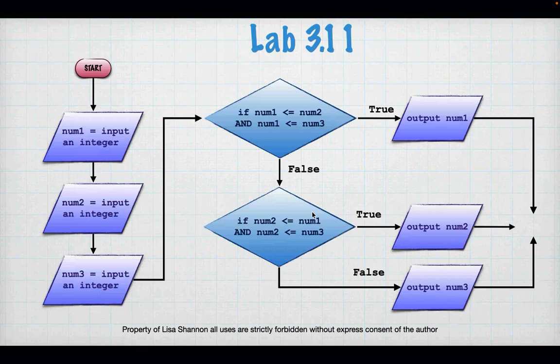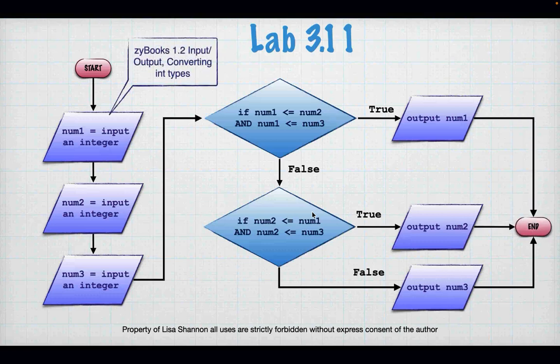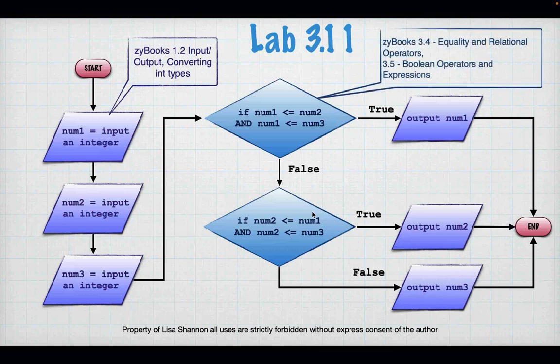If both of those statements do not evaluate to true, because it's an and, then I'm going to check if num2 is less than num1 and num2 is less than or equal to num3. If both of those evaluate to true, then we know num2 is the smallest of all 3 numbers. If the first if and the second if statement do not evaluate to true, then you know that num3 is the smallest. And by the way, this is one of those statements where you probably want to use an elif.